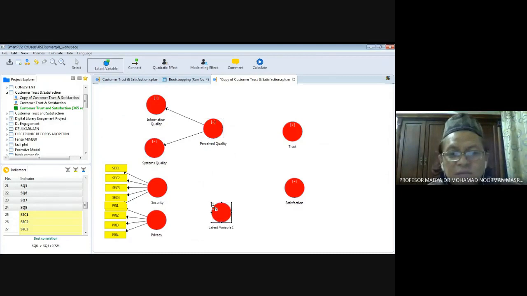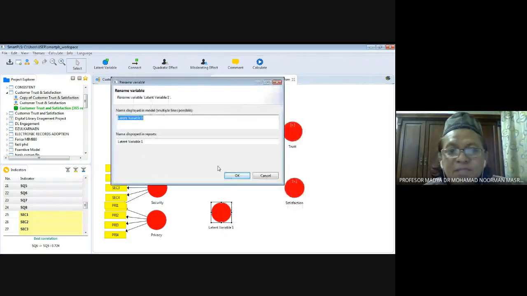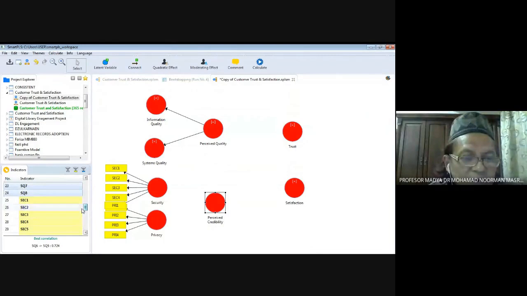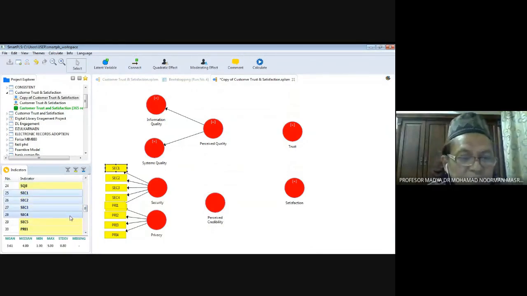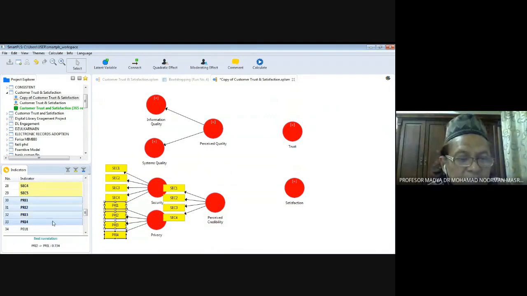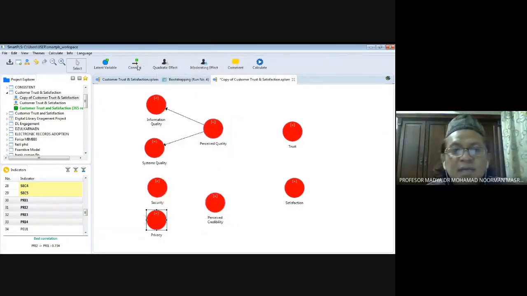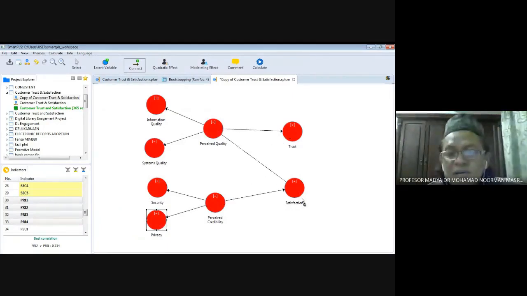Now I'm going to take security and privacy, which is credibility. Click this one, put it here, and rename it perceived credibility. Security is SEC 1, 2, 3, 4. You take SEC 1, 2, 3, 4. SEC 5 is not included. Put it here, and then privacy, PRI 1 until 4. Put it here. Now you can hide, hide, hide, hide, and then you connect the arrows, connect, connect, connect, connect.